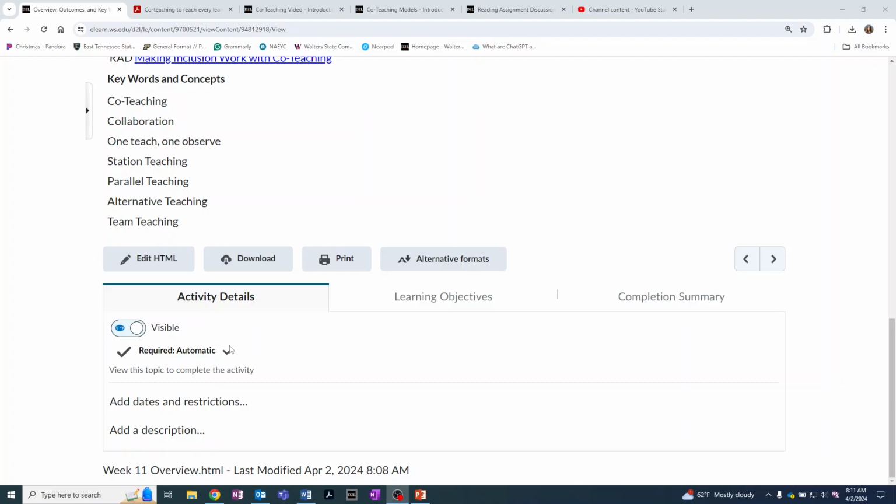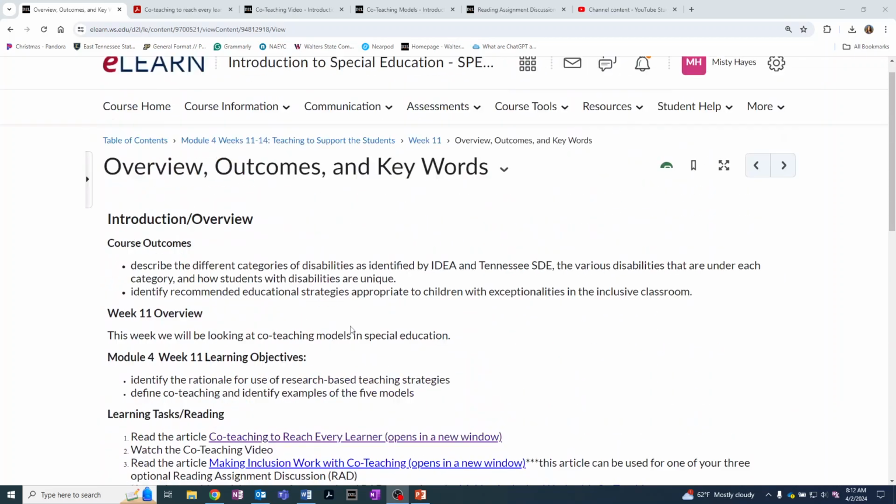One teach, one observe is a type of co-teaching. Remember, you're going to be able to identify those five types. Another one is station teaching. Then you have parallel teaching, alternative teaching, and team teaching. So you should be able to know the difference between each and in what situations you would use the different types of co-teaching models.